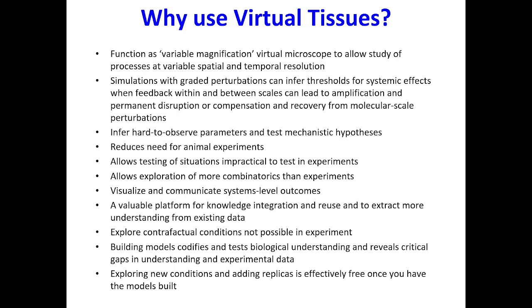It can infer hard to observe parameters and test mechanistic hypotheses. So once the simulation has been sufficiently validated, we can use it to observe elements of a phenomenon that are difficult or sometimes even impossible to observe experimentally. Another big one is that it reduces the need for animal experiments. If we can simulate something in silico that does not require the use of live animal experiments, that is always a benefit. Again, it allows for the testing of situations that are impractical to test in experiments.